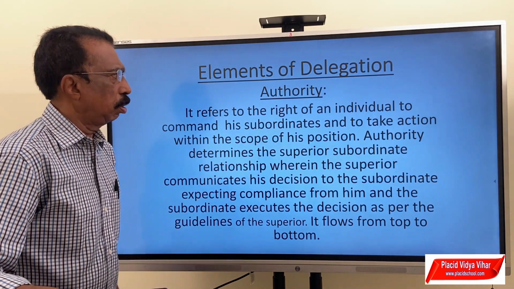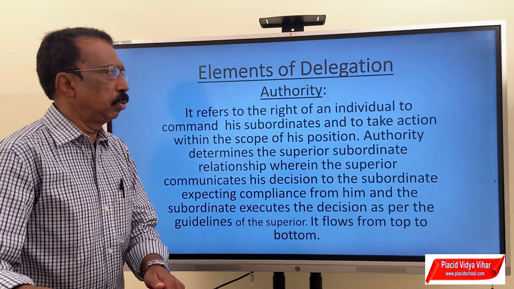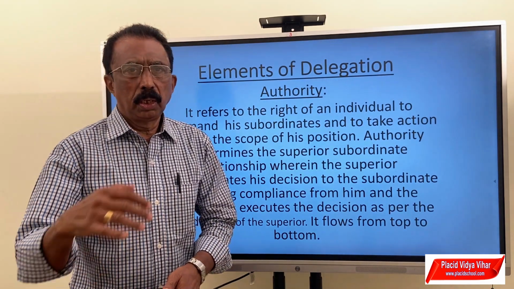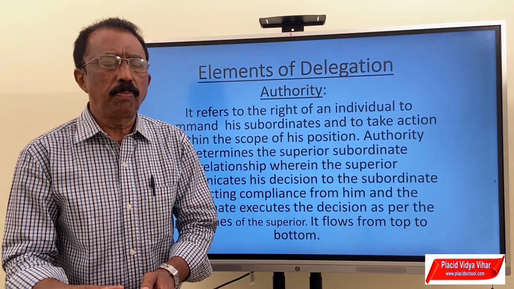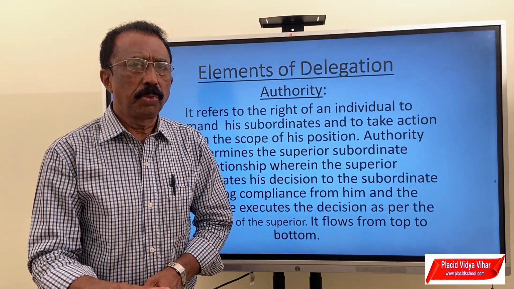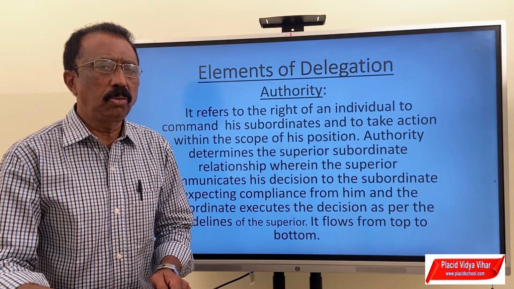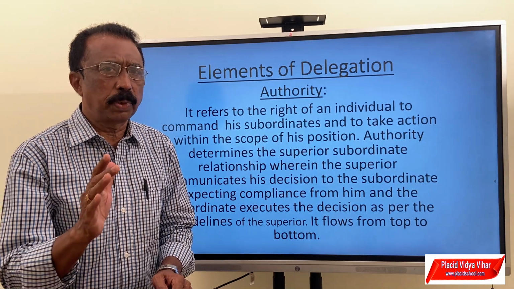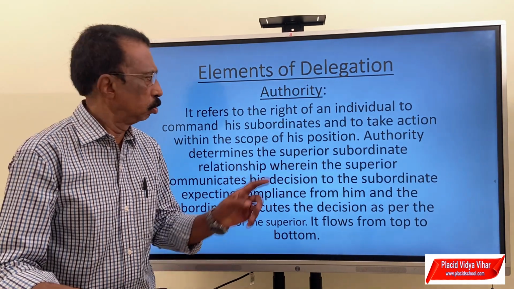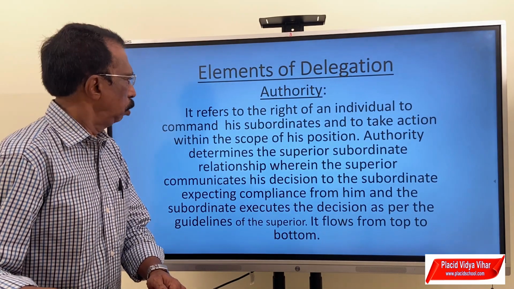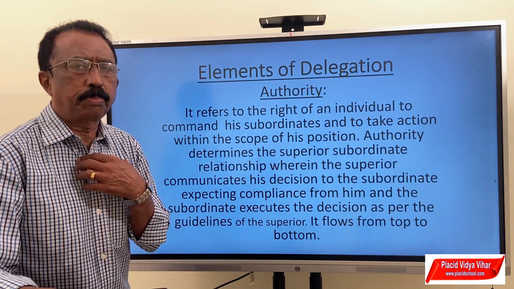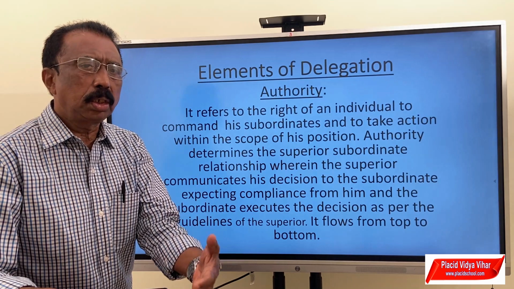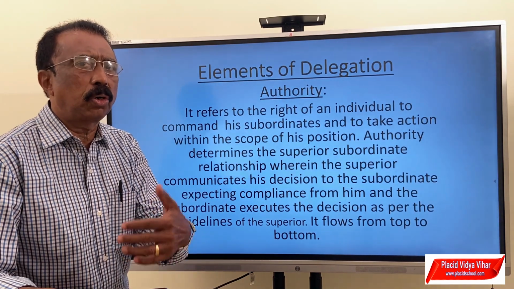It refers to the right of an individual to command his subordinates and to take action within the scope of his position. When we say authority, it means the power given to a superior to give orders to his subordinate and tell him to do whatever is necessary as per the guidelines given by the superior. So look at this one. Right of an individual to command his subordinate. If I am a superior, definitely I have the right, I have the authority to give command. Tell him or her to do the work that I want him or her to do.